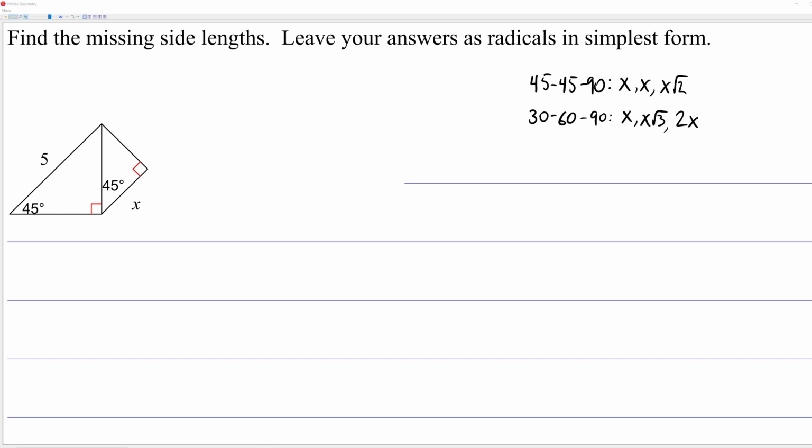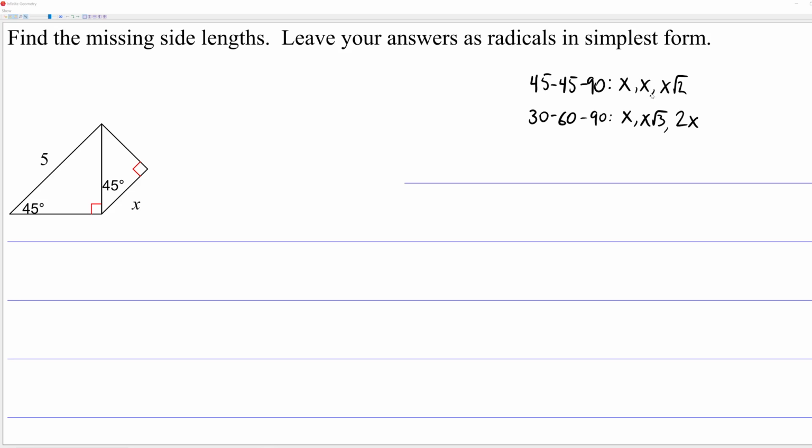Everybody, I wanted to do a couple more examples of dealing with special right triangles. On the right side of the screen I have the same thing as in the prior video. When you have a 45, 45, 90 right triangle, the sides go in order from smallest to largest: x, x, x square root 2. So if you go from one of the smaller sides to the hypotenuse, you have to multiply by the square root of 2.